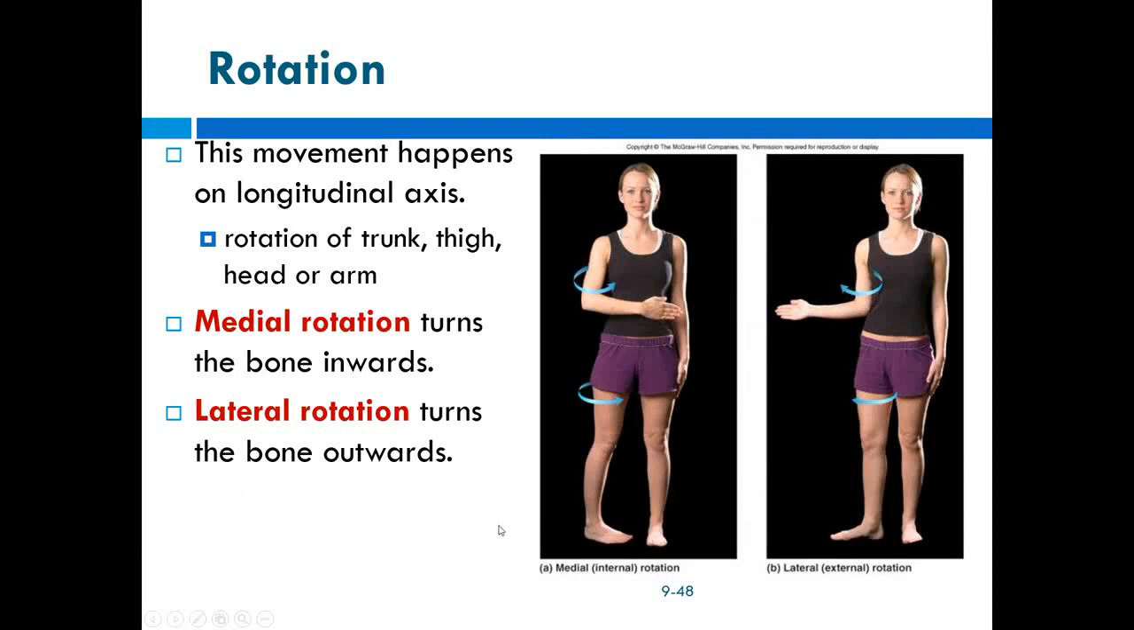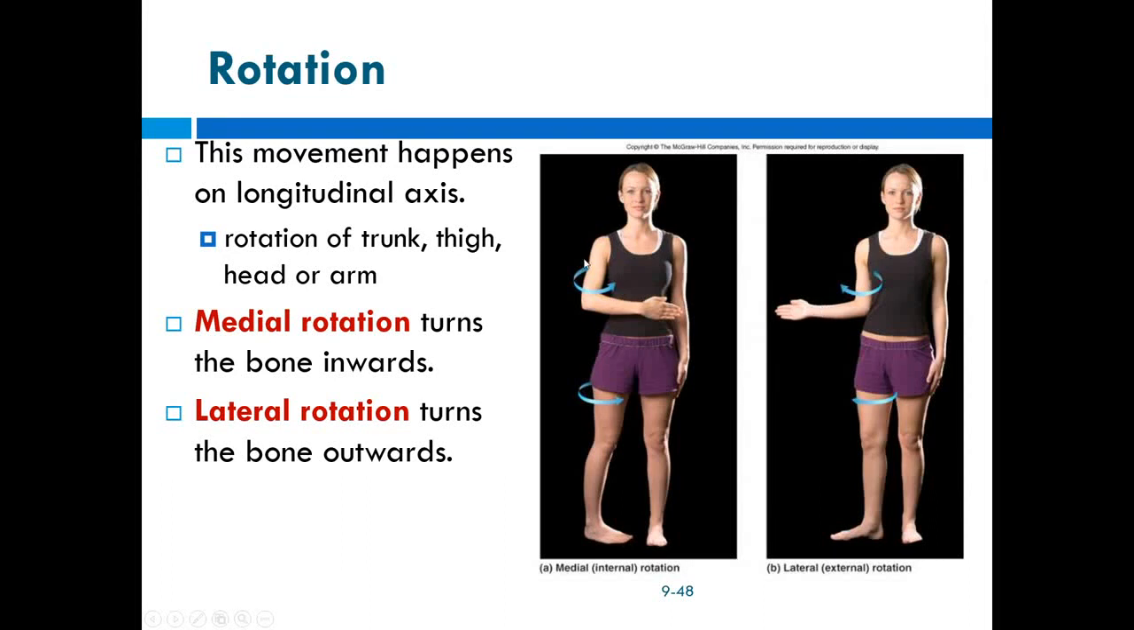Now the rotation, basically the movements happen in the longitudinal axis, and obviously rotation can happen in the trunk, it can happen in the thigh, and it can happen in the head, and even on your arm. So over here we can see the rotatory movement of the shoulder joint and the hip joint as well. Over here we can see that the medial rotation is happening of your shoulder joint and your hip joint, and the lateral rotation is happening in the opposite direction.